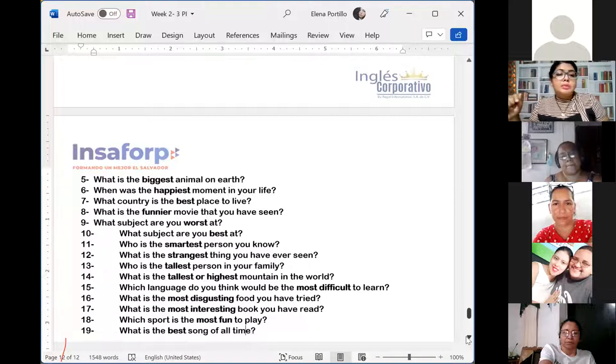Who is the smartest person you know? What is the strangest thing you have ever seen? In this case, we are talking about la cosa más extraña que hemos visto, que nada lo supera. The strangest thing you have ever seen. Who is the tallest person in your family? What is the tallest or highest mountain in the world?